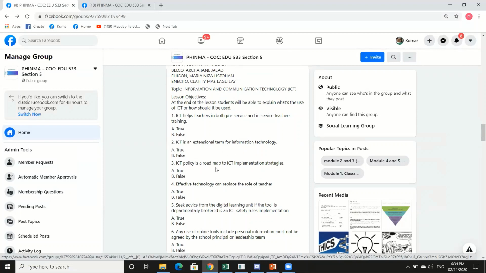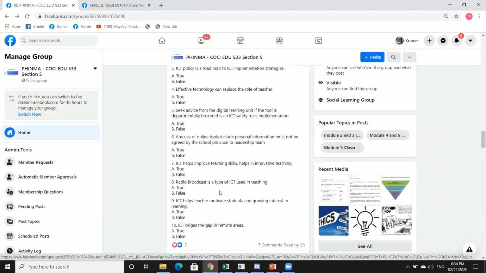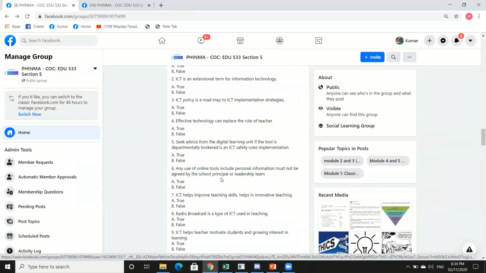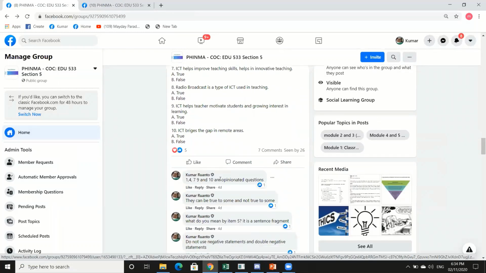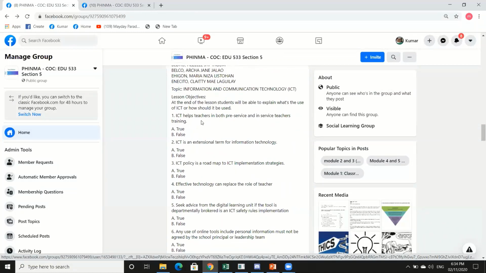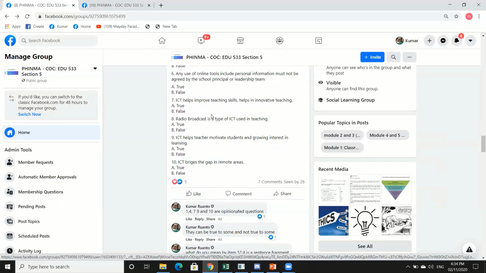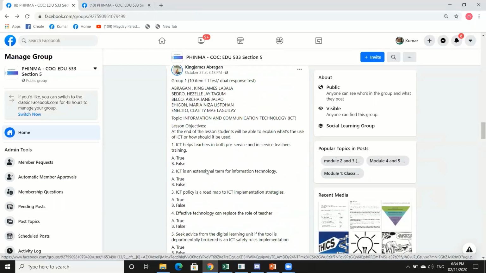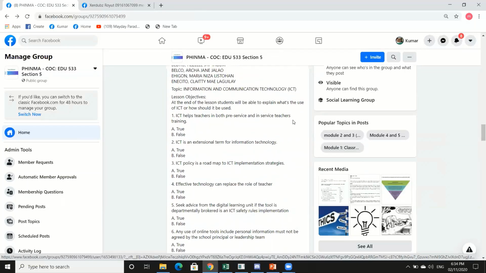Okay. There are some items here that we can consider defective items. I name 1, 4, what else? 7, 9, and 10. Okay, these kinds of questions are opinionated questions. So we will try to avoid these.